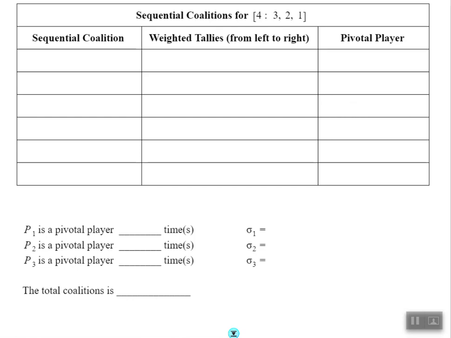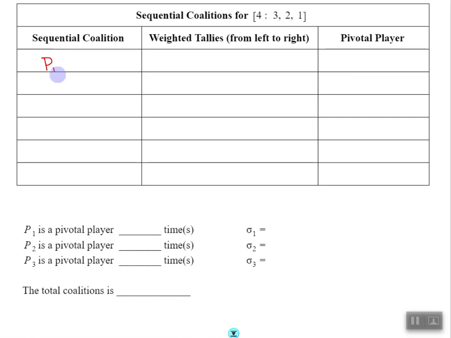So, here we have the weighted voting system. The quota is 4, and player 1 has 3 votes, player 2 has 2 votes, and player 3 has 1 vote. When we write out sequential coalitions, we are taking our 3 players and writing all of the different orders that they could vote in. So this is the number of permutations for 3 players.